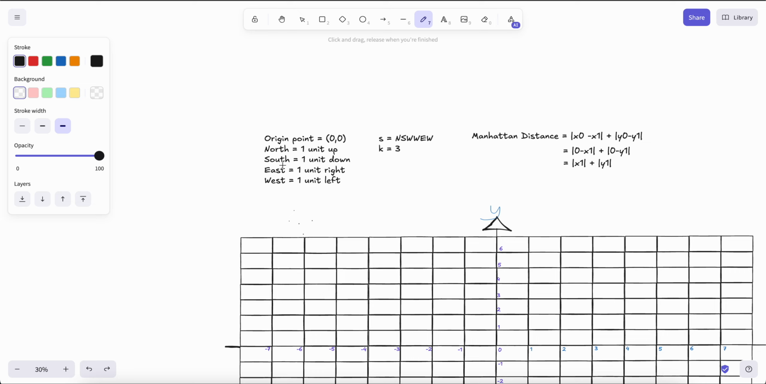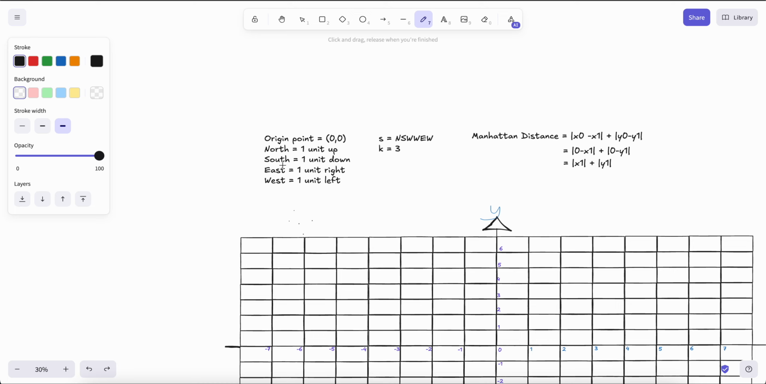So what does this k represent? The k represents the number of times that you can change a character in the string s to a value that you want. For example, we can change the value of N to S, E, or W. So the aim of this question is to find the Manhattan distance.